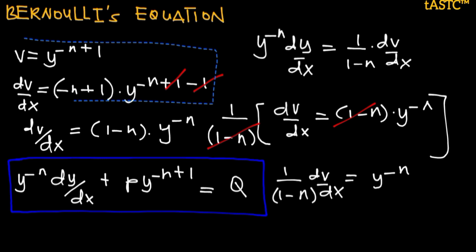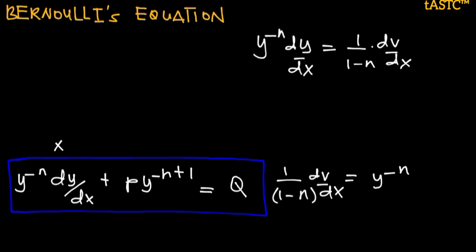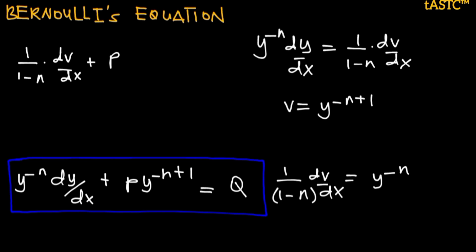So I'm going to wipe this out. Now we already know that we have this from the initial Bernoulli's equation, so I'm going to replace that. Now this stuff we said that should be a v, right? We said v, let it be equal to y to the negative n plus 1, right? So we're going to have this as 1 divided by 1 minus n, multiplied by dv dx, plus p multiplied by v in this case, and that will be equal to q. So that is what you have.